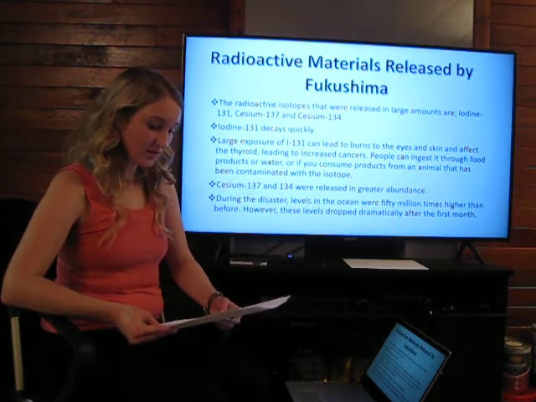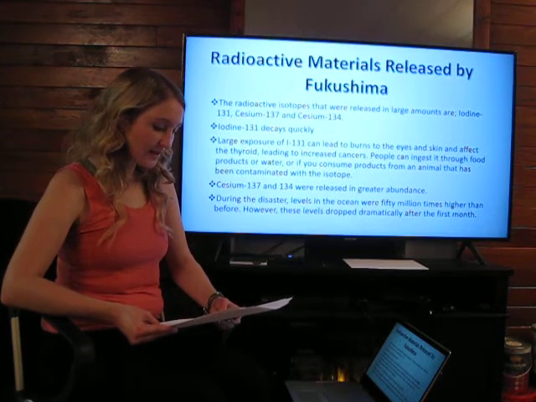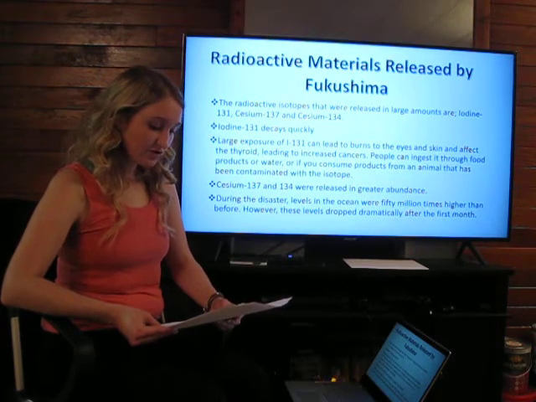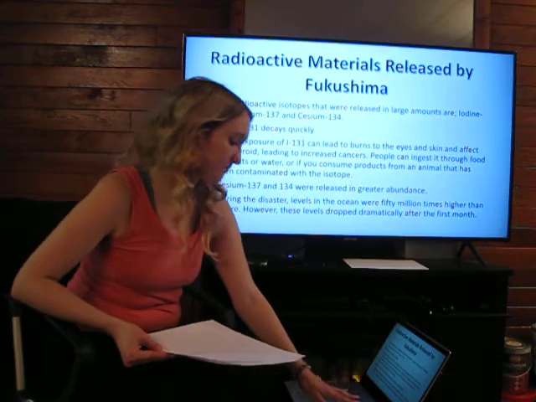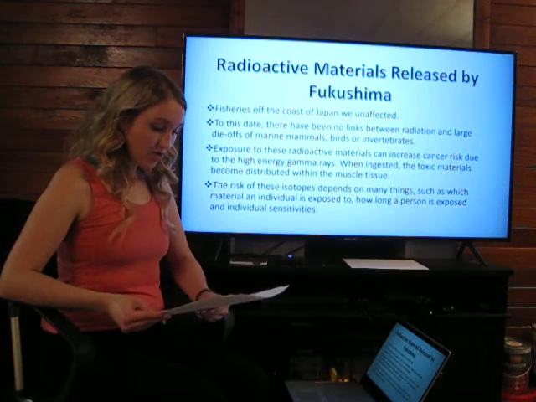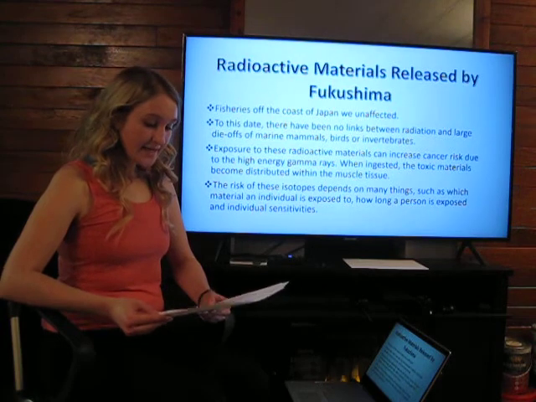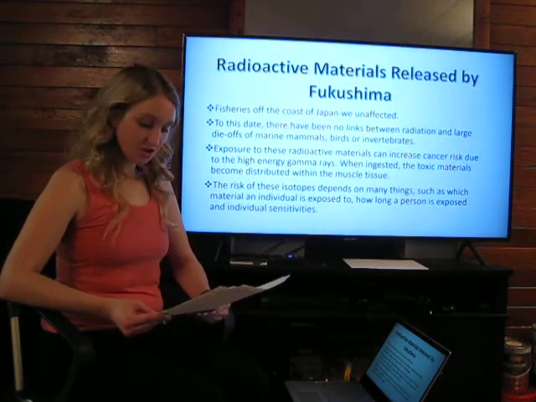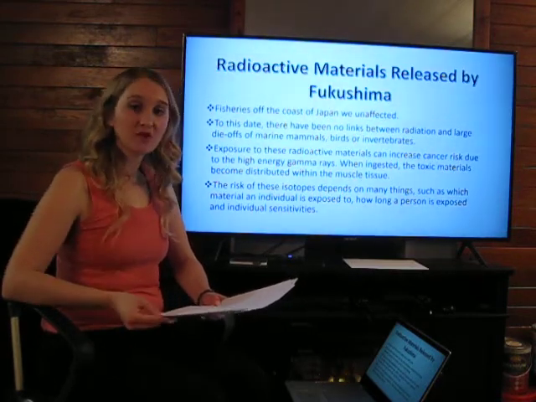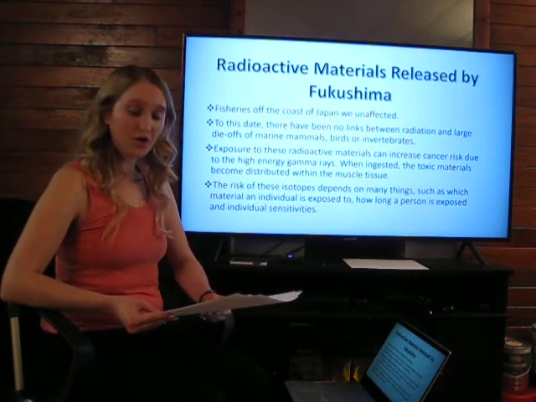Cesium-137 and 134 were released in greater abundance. During the disaster, levels in the ocean were 50 million times larger than before. However, these levels dropped dramatically after the first month. Fisheries off the coast of Japan were unaffected, although one closed as a cautionary measure as it was located close to the reactor. To this date, there have been no links between radiation and large die-offs of marine mammals, birds, or invertebrates. They have been attributed to other things such as viruses or warming water.